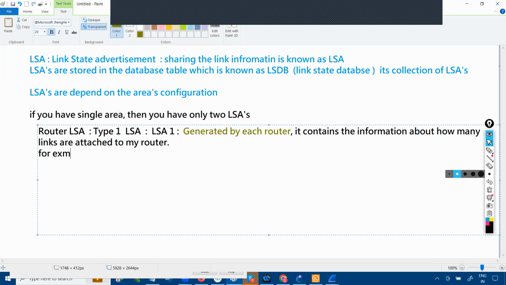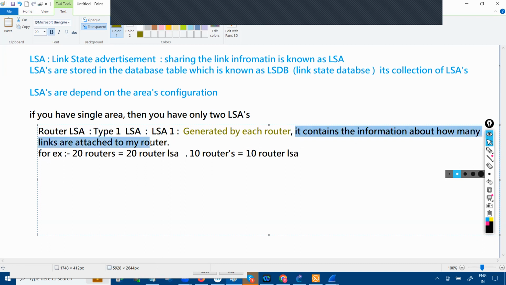For example, 20 routers, 20 router LSAs. If you have 10 routers, you have 10 router LSAs. In simple language, what will this contain? It contains the information about how many links are attached to my router.